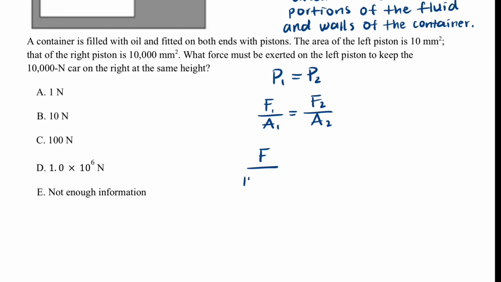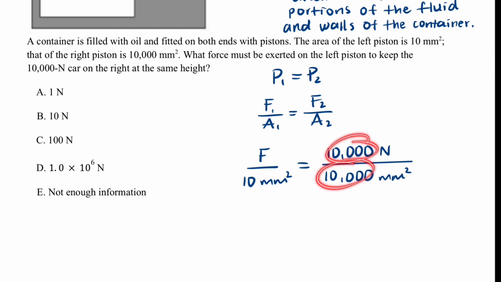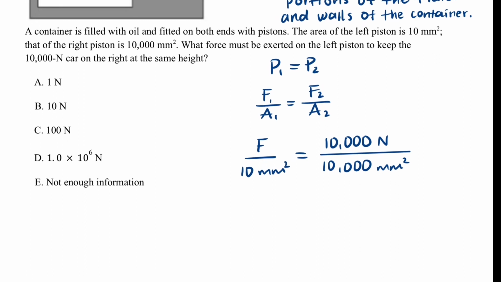Area 1 was 10 millimeters squared. Force 2 was 10,000 newtons. And then area 2 is 10,000 millimeters squared. Because of these two numbers, as you can see, they're the same, so that's going to give us 1. Most of us can see the answer already, but if not, let's just solve. So then I would have to multiply times 10 millimeters squared.